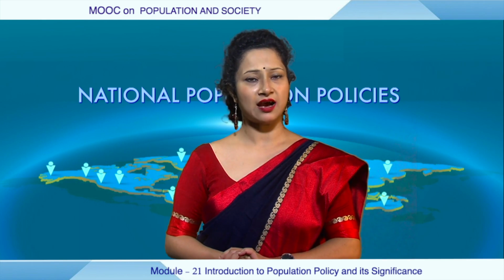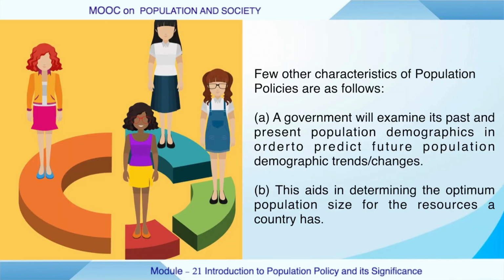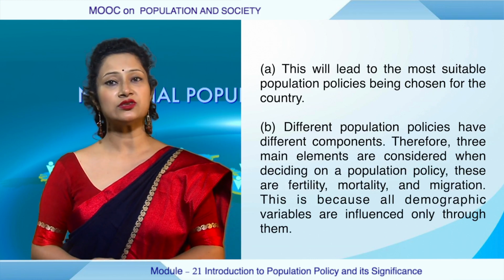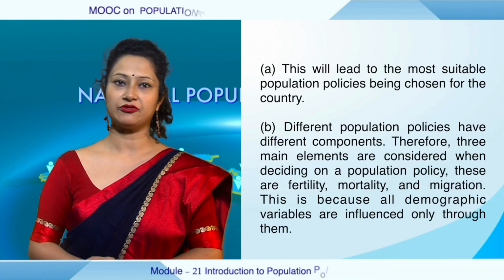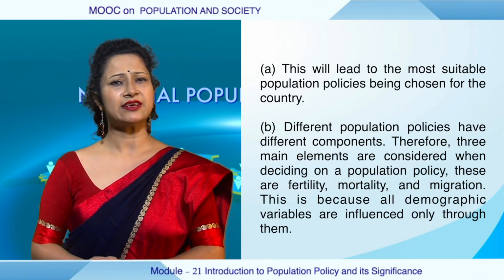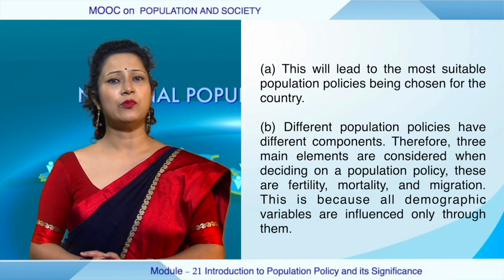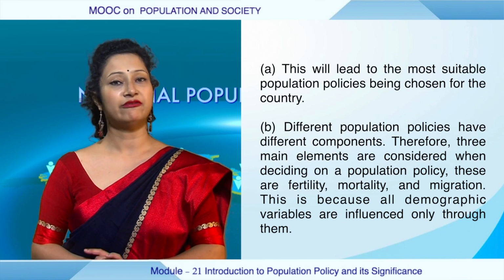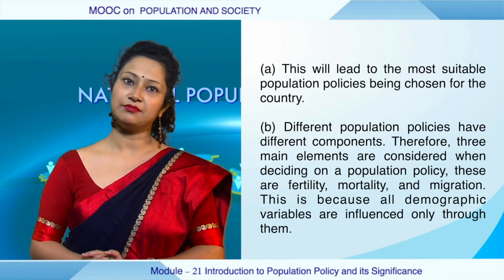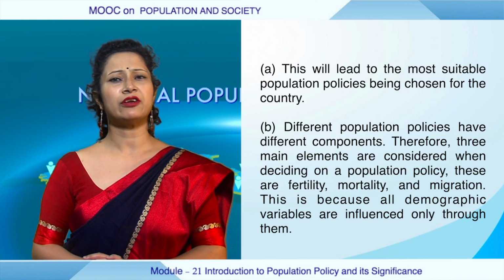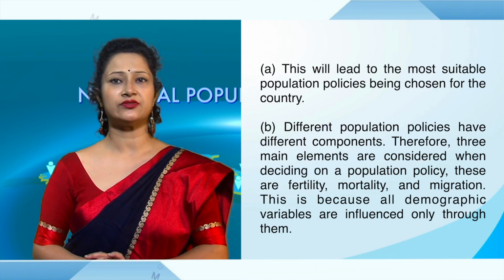A few other characteristics are: a government will examine its past and present population demographics in order to predict future population demographic trends and changes. Also, this aids in determining the optimum population size for the resources a country has, and this will subsequently lead to the most suitable population policies being chosen for the country. Also, different population policies have different components, and therefore the three main elements which are considered when deciding on a population policy are fertility, mortality and migration. This is because all demographic variables are influenced only through these three variables.